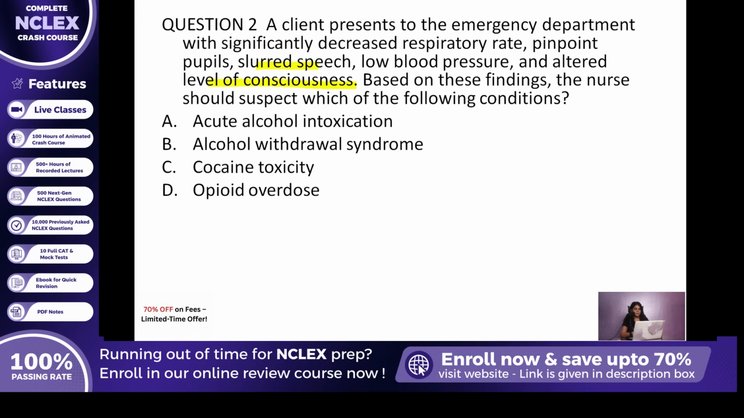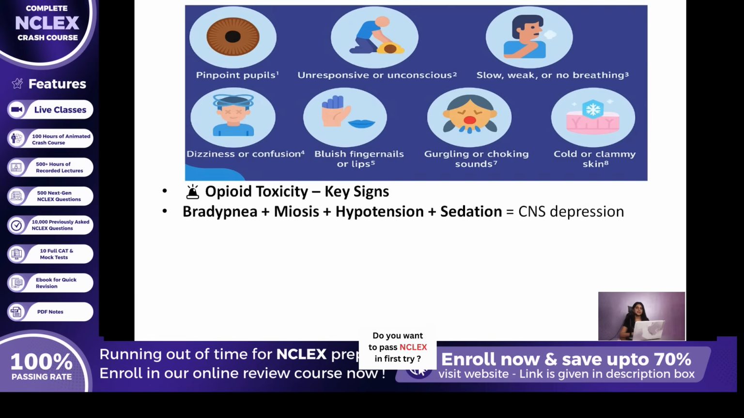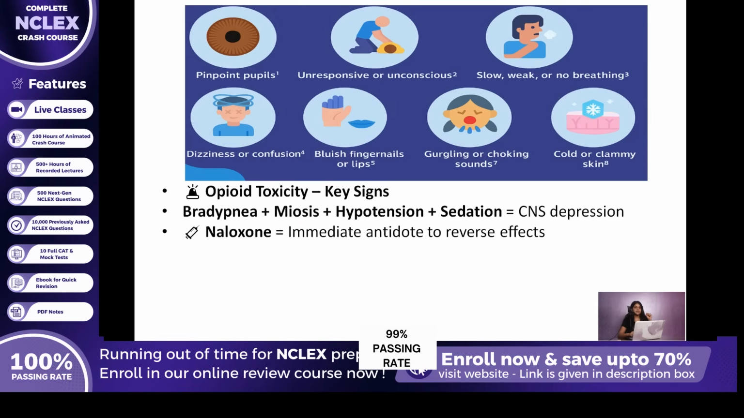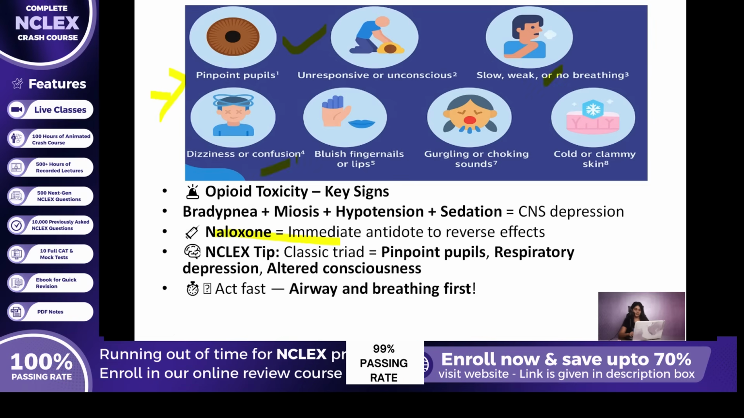The correct answer is option D, opioid overdose. The combination of bradypnea, miosis, hypotension, and sedation strongly suggests opioid toxicity. These signs result from central nervous system depression, and immediate administration of naloxone is critical to reverse the effects and support breathing. For NCLEX success, remember this triad: pinpoint pupils, respiratory depression, and altered consciousness equals opioid overdose. Act fast and always check for airway and breathing first.